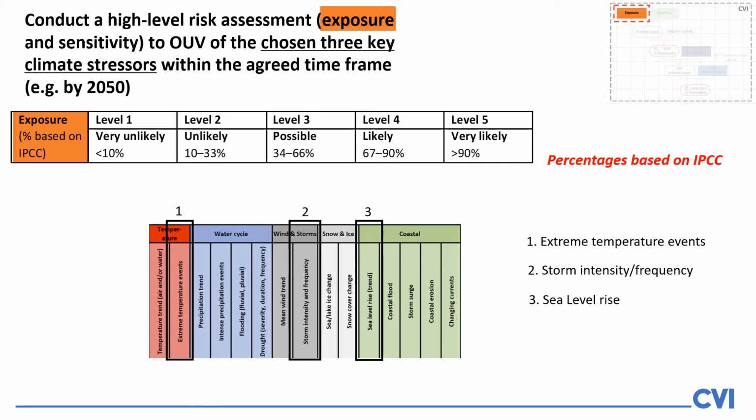Now, for each one of those in turn, we'll assess the exposure. So with extreme temperature events to start with, is the level of exposure very unlikely, level 1? Or is it very likely, greater than 90%, level 5? Then we do the same for storm intensity. We look at the level. Is it very unlikely, unlikely, possible, likely, or very likely? And we give it a score. And then we do the same thing with the third climate stressor, sea level rise. Look at exposure.